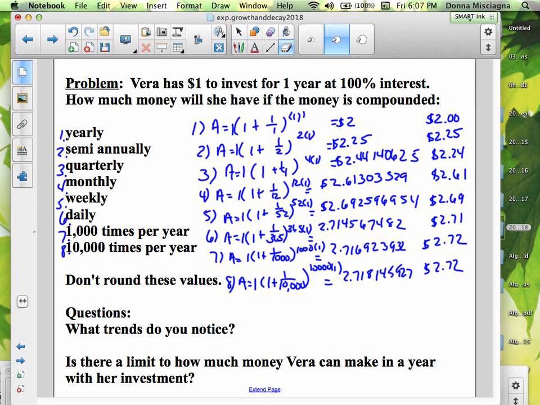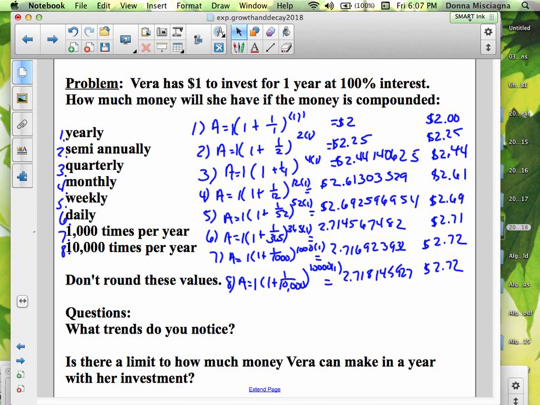Didn't see I wrote that little boo-boo there when I was writing it down. There, $2.44. There we go. Right? If it's compounded monthly, she's going to get 13/12 raised to the 12th power. That was 2.61303529, rounded to the nearest cent.